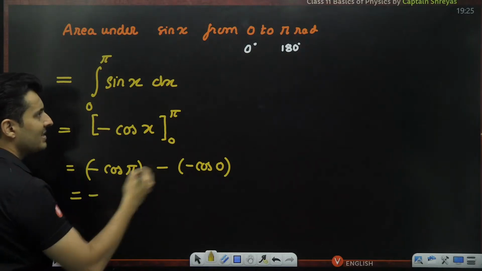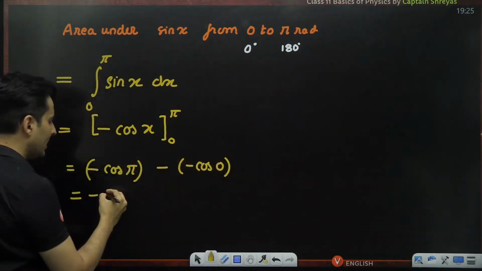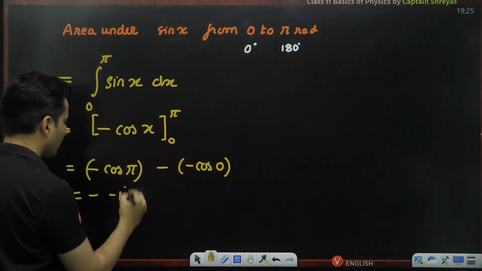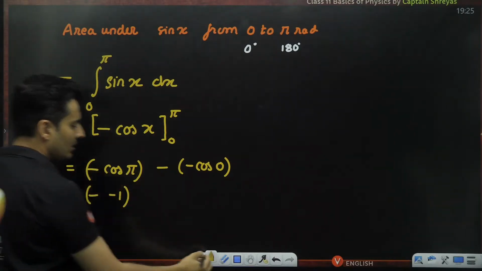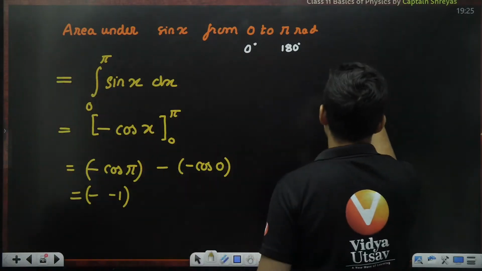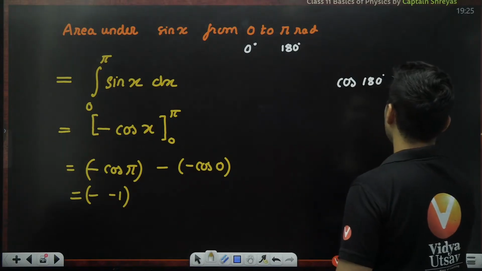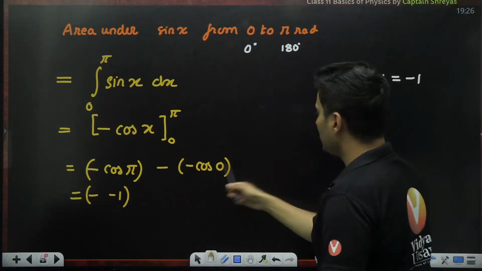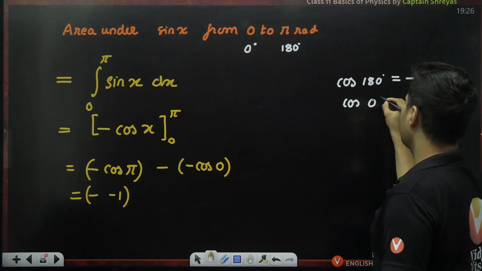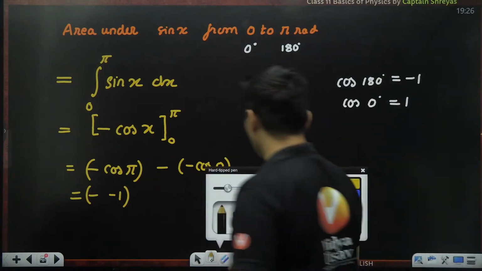See guys, pi is nothing but 180. Cos of 180 is basically negative 1. Cos of 180 degrees, you should know this. Cos of 180 degrees is negative 1. This is cos 0. Cos of 0 degrees is just positive 1.